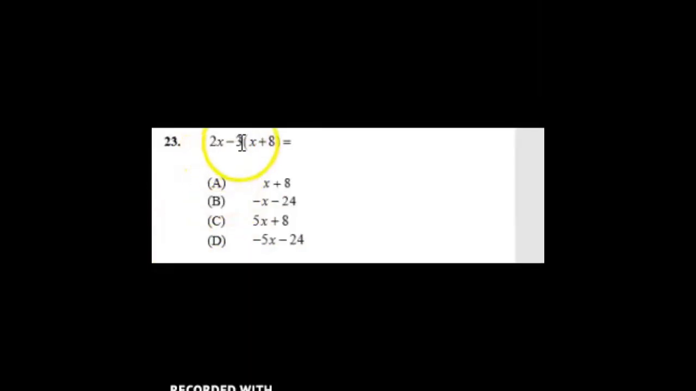2x minus 3, open bracket, x plus 8. We're going to use negative 3 to multiply what is in the bracket. So we're going to have 2x, negative 3 times x, negative 3x, negative 3 times 8, negative 24. So here we have 2x minus 3x. This is going to give us negative x minus 24. Answer is B.